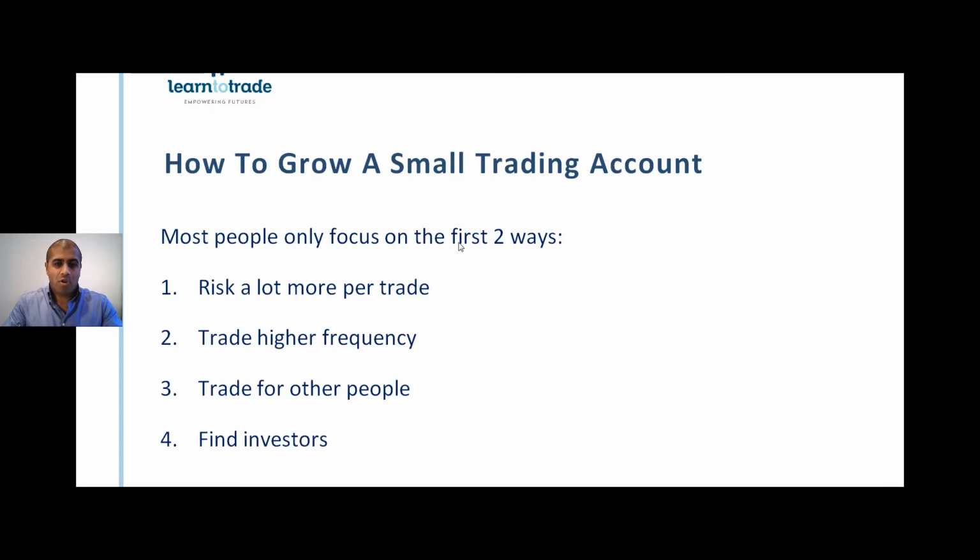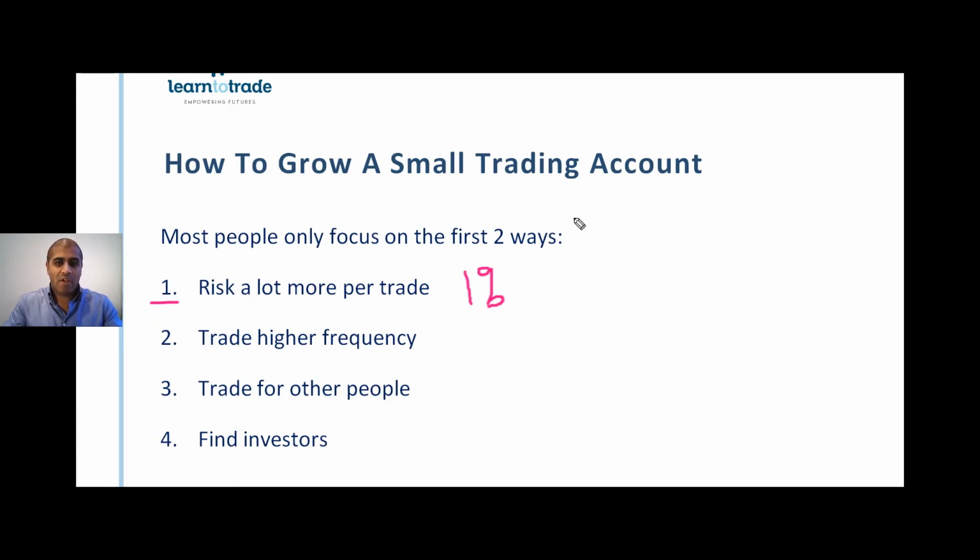So most people only focus on the first 2 ways. They either risk a lot more per trade or trade higher frequency. So what I mean by that is, let's look at number 1. Most people, when they're first taught to trade, risk 1% per trade. Keep the risk small, okay? So we can understand how the game is played, we can build the confidence up, and we can protect the downside, because that's by far the most important part of any type of business, protecting your downside. The upside will take care of itself.